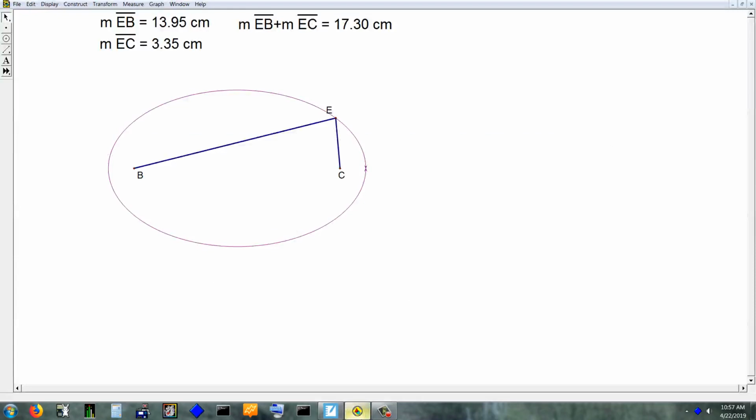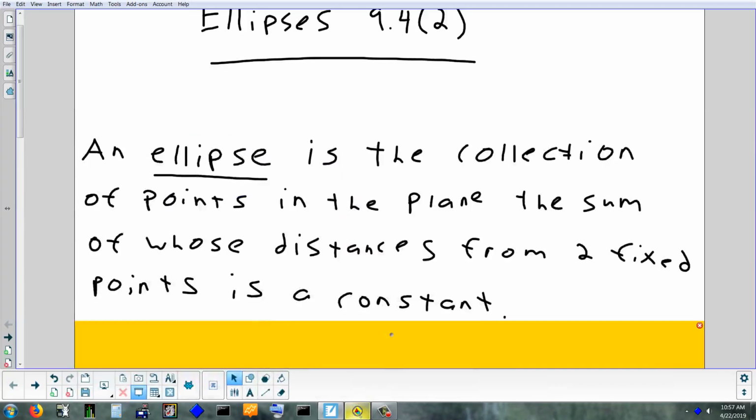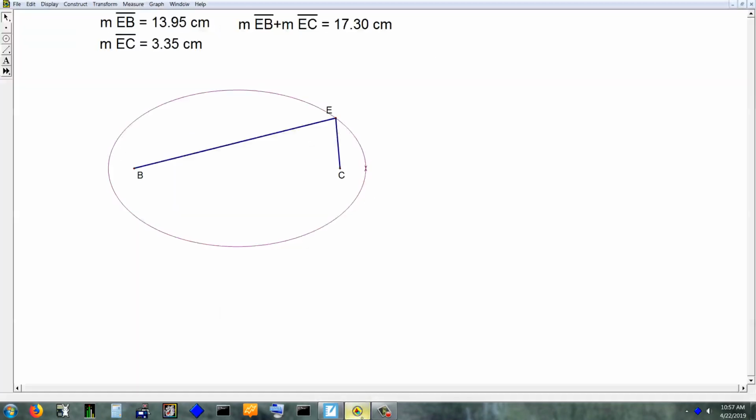Okay. So B and C are the 2 special points. When I say whose distance is from 2 fixed points, B and C are the fixed points. E is a point that can travel anywhere around the perimeter of the ellipse. So the way I have it set up right now, line segment EB is 13.95 centimeters. That number will change as I drag E. Segment EC, a little bit shorter, 3.35. That number will also change. But the sum of segment EB and segment EC in my particular ellipse always adds to 17.3.